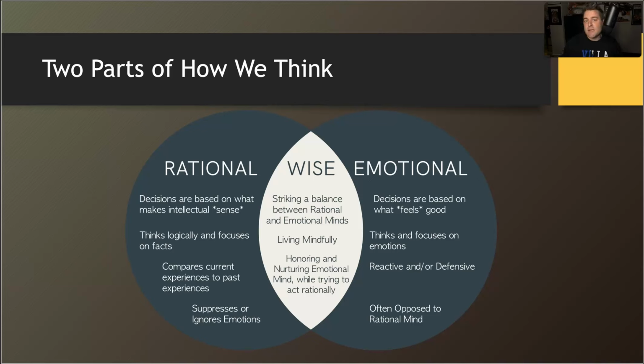So rational mind is basically Dr. Spock. Everything is very rigid, everything is very structured, everything is logical, everything is practical. Our emotional mind is just all over the place. It is white hot rage, right? White hot intensity. Both of those have their advantages and disadvantages. Both of those can be useful. But what we want to try to find is wise mind. Okay. And wise mind strikes a balance between our rational and our emotional mind. We honor and nurture the emotional parts of ourselves while still trying to act rationally.